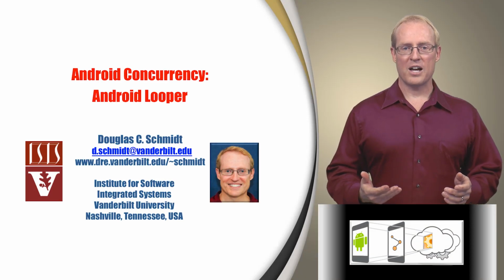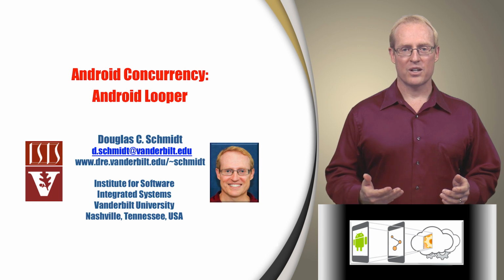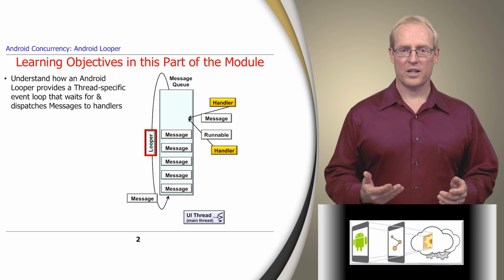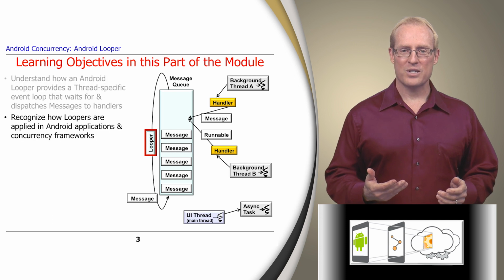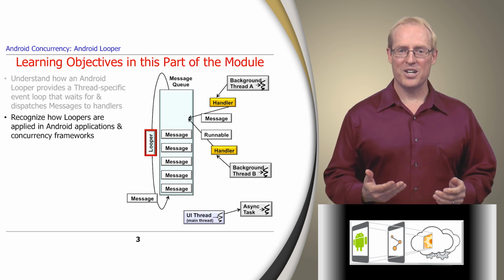Welcome to the next part of the module on Android concurrency frameworks, which covers the Looper class. This part explains how the Looper class provides a thread-specific event loop that waits for and dispatches messages to handlers and shows how loopers are applied in Android applications and concurrency frameworks.